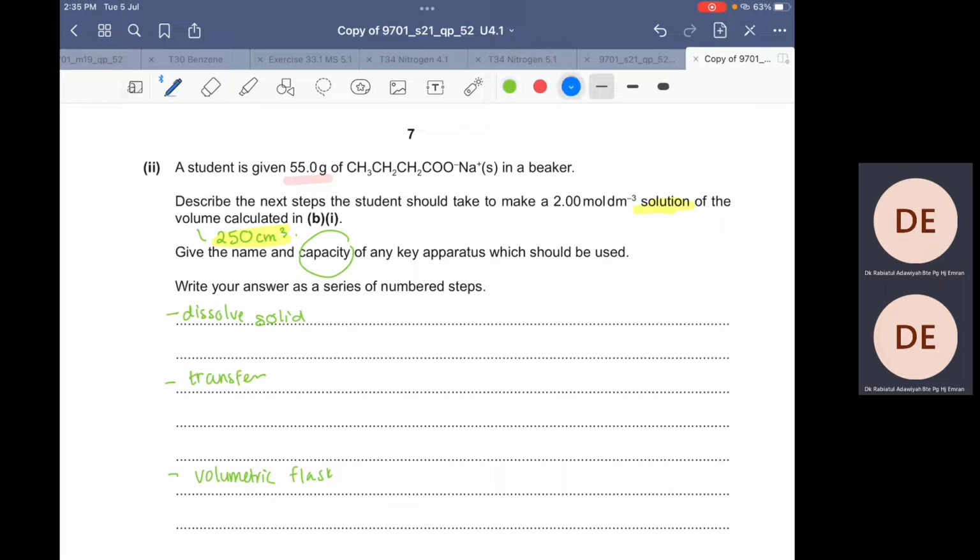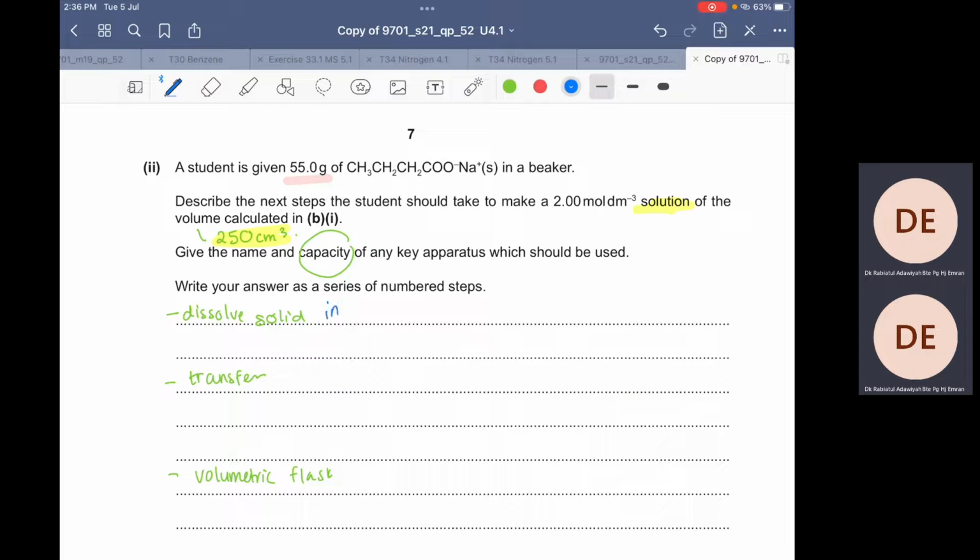Okay, so what do I dissolve? Tell me, how do I dissolve the solid? With what? Put it where? So you have to describe. So how do I dissolve a solid? Beaker, distilled water. Okay, yes. I dissolve the solid in a beaker using distilled water. Yes, okay.